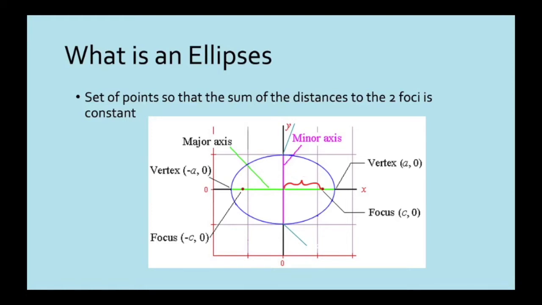Again, let's review everything we have here. We have the letter A is the distance to the vertices. B is the distance to the co-vertices, or co-vertex here. And C is the distance to each of the foci. It's going to be super important that on your notes you write these out.